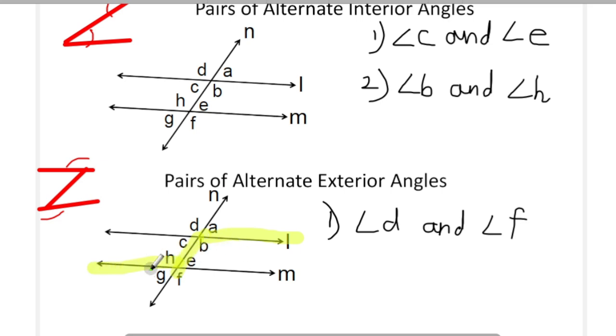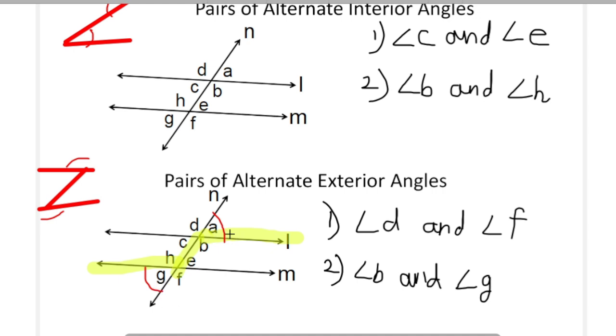Okay, now see here. Here also it is forming a Z shape. Angle B, and here outside the Z shape we have to see. So which angle will come? Angle G. Okay, angle B and angle G are a pair of alternate exterior angles. Okay, the second pair, angle B and angle G.